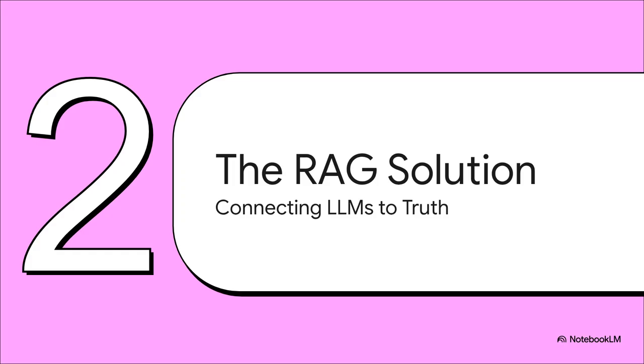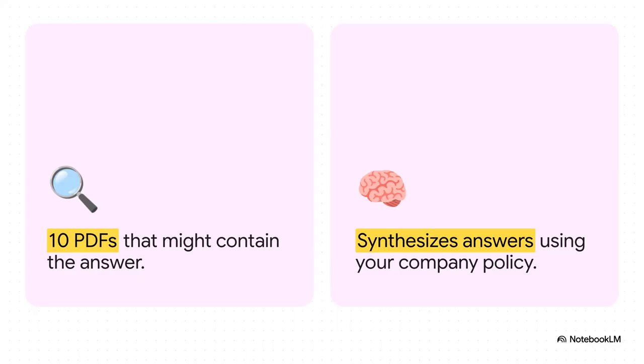Which leads us to Section 2, the RAG solution. This is how we connect these powerful models to actual verifiable truth. Think about traditional search engines. They act kind of like a librarian who just hands you a giant stack of books and says, "Good luck, your answer is somewhere in there," right?